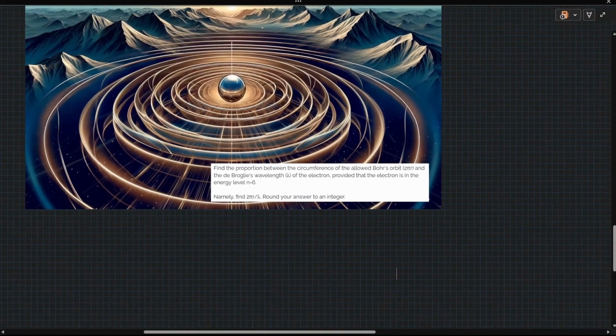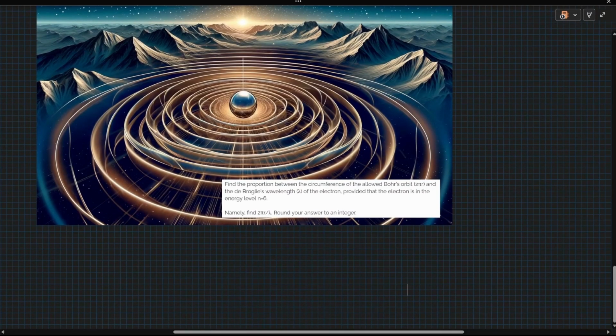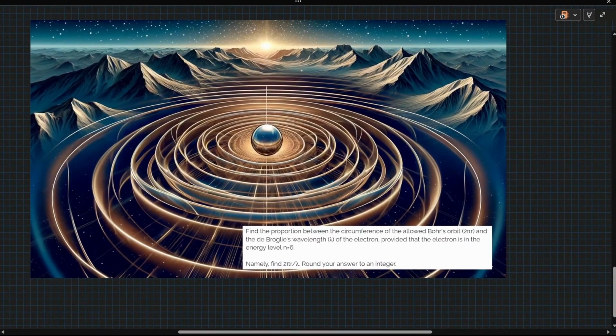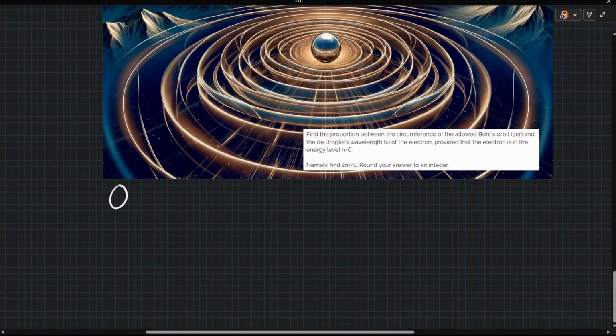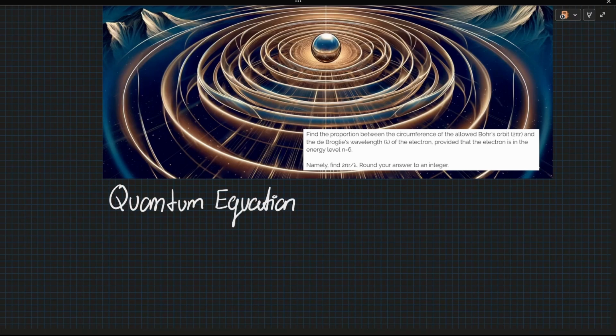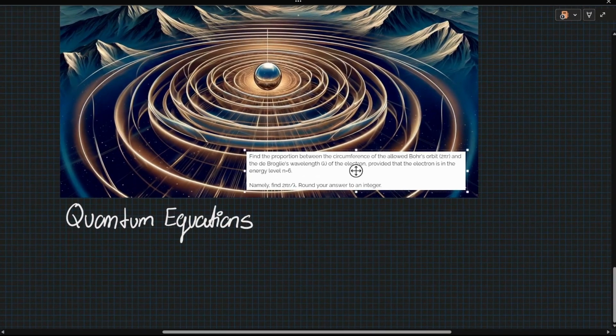Okay, so it's asking us to find the proportion between the circumference of the allowed Bohr's orbit and the de Broglie wavelength. Since we are talking about a Bohr's orbit and a small atom, we know all the equations we can use must be quantum equations. There are no other equations that allow us to predict and quantify the behavior of this small atom at the length of a Bohr's orbit besides quantum equations.